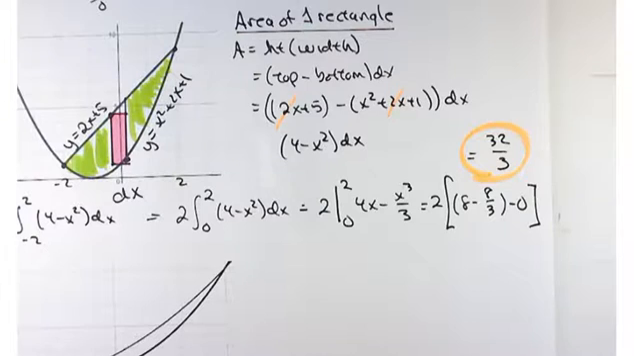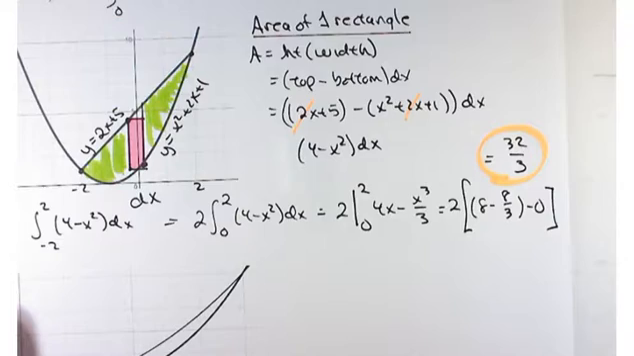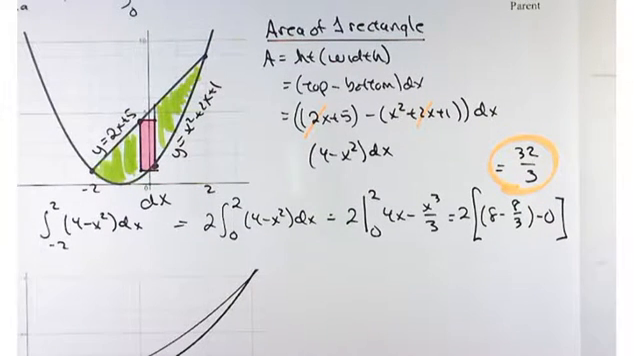Yay. So that's the area between these two curves. Looks reasonable. Should be a positive number when you're trying to find the area between two curves.